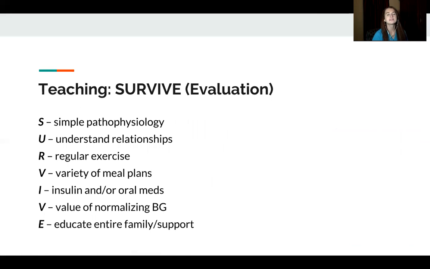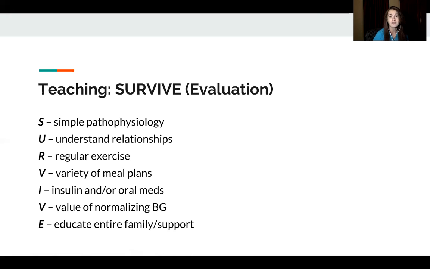And finally, this is just a quick little acronym to remember what to teach our patients. It's called SURVIVE. So we want to teach a simple pathophysiology. So make sure you tell them what diabetes is, what the pancreas normally does, and how to properly treat that. You want to understand the relationships between medications, lifestyle, and diet. Encourage exercise, help them develop an exercise regimen if they need it.